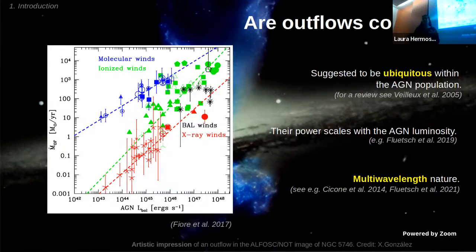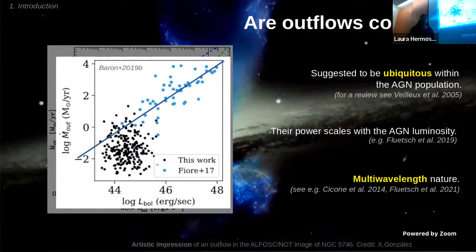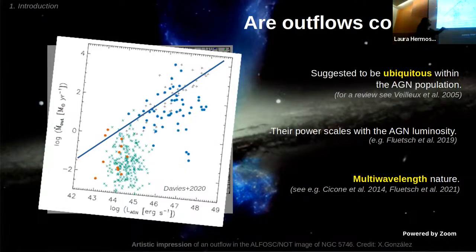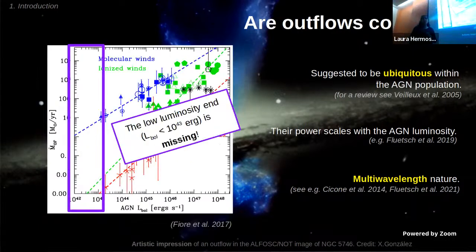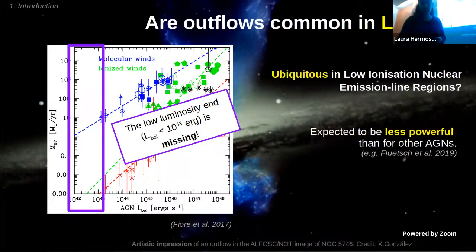But this relation has been changing lately. If we focus, for example, on other work, we see that the initial trend mentioned in Fiore's plot now seems to be slightly offset by the new data. And it's not just one work; there are several works that are seeing much more dispersion in these kinds of plots. But in all of these works, we don't know what happens at low luminosity, because none of them are tracing luminosities smaller than 10 to the 43 erg/s. So that's what we focused on in this part. How does this relation change if we include this low luminosity end?